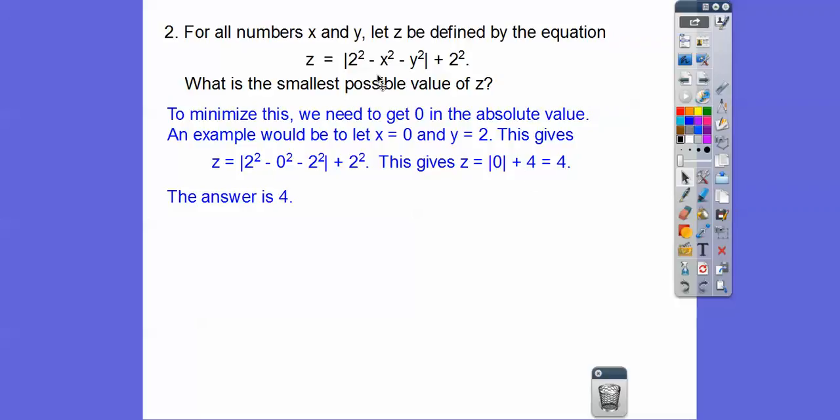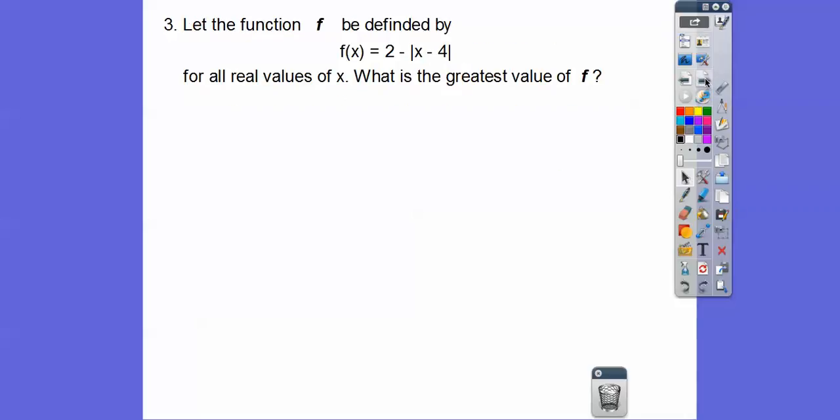If we let x be 0 and y be 2, then we get 2 squared minus 0 squared minus 2 squared. This would be 0 right here. This is always going to be plus 4 right there. So what's the minimum value we can make z when this is 0? When this is 0, 0 plus 4 is 4. So what's the smallest possible value? 4. All right.